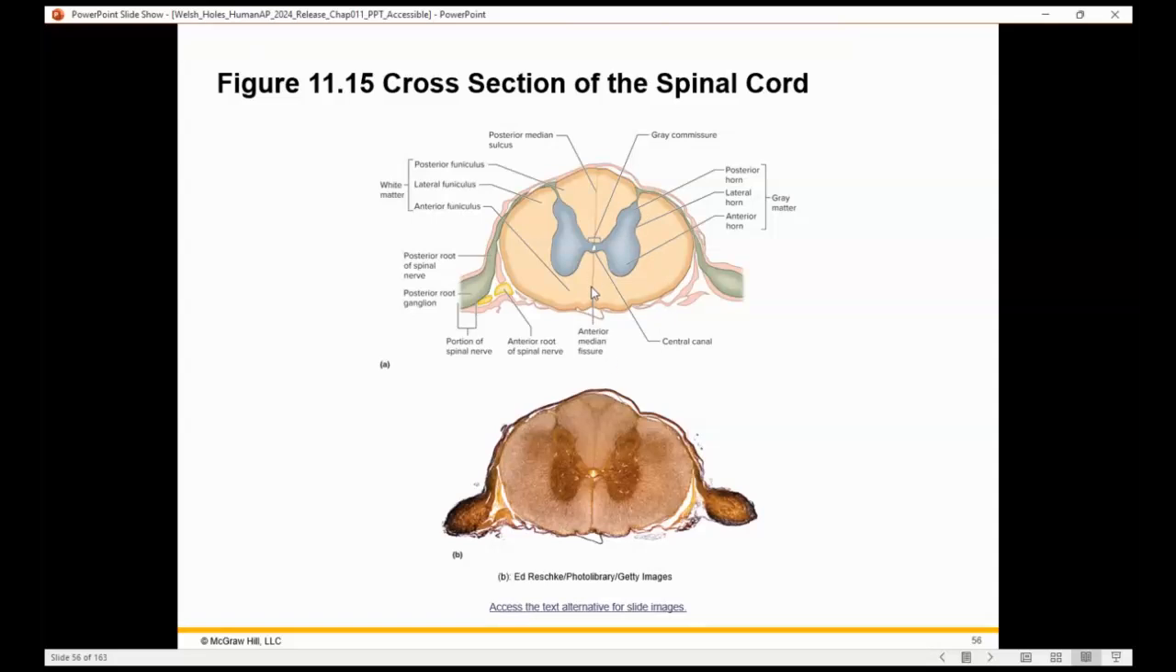Okay, notice it is divided by an anterior median fissure at the front and a posterior median sulcus at the back. You also have a posterior root of the spinal cord, and you have an anterior root, and we'll talk more about those later.